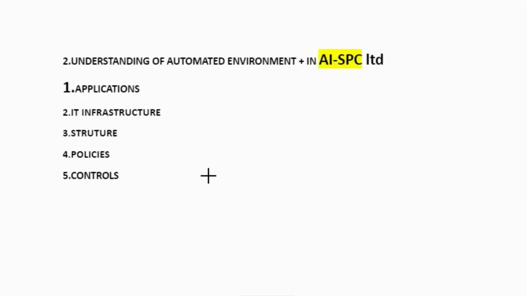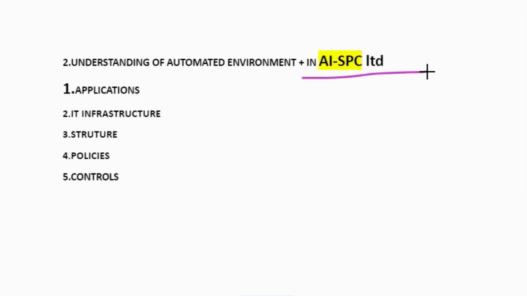Next question is understanding of automated environment. So you write the same heading again, understanding of automated environment. Add to that AISPC Limited. A for applications being used by the entity. Next, I for IT infrastructure components for each of the applications.